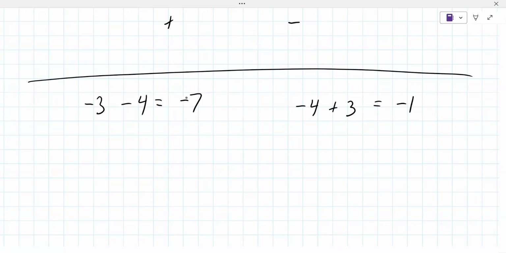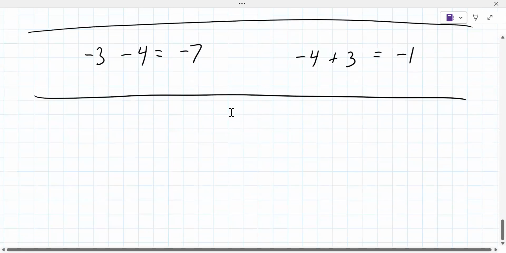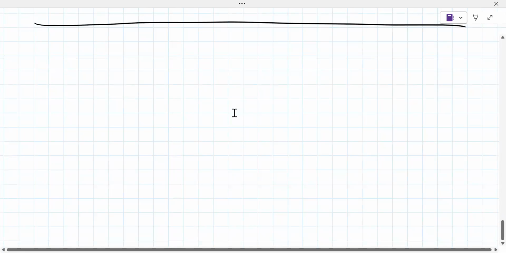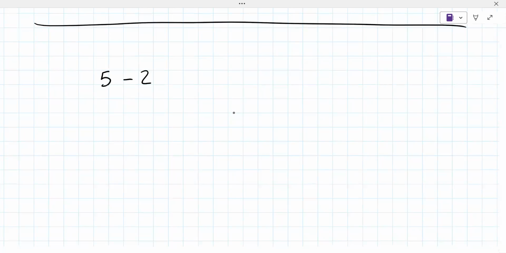Good. Okay, so let me put a few more in front of you to try. Doesn't mean you're going to have it fully down today. It just means we're going to keep working on this until you get it.